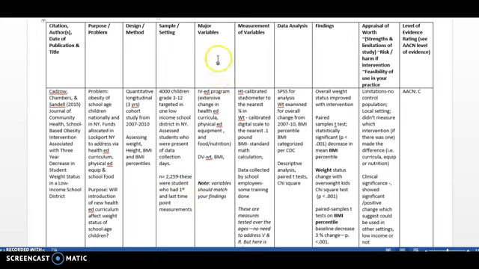We already talked about the variables. We know the independent variable is the intervention, which is the extensive change to a new health education program. So that's the independent, and we know the DV is weight and BMI. Those are the two major outcome variables. And the thing to remember is the variables that you put in here need to match up with your findings, and we'll go over that in a minute.